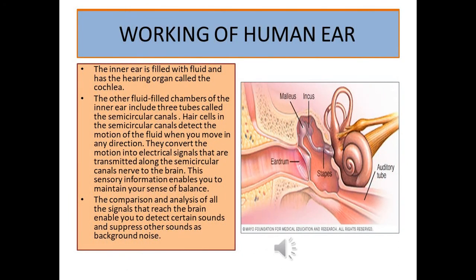The inner ear is filled with fluid and has the hearing organ called the cochlea. The other fluid-filled chambers of the inner ear include 3 tubes called the semicircular canals. Hair cells in the semicircular canals detect the motion of the fluid when you move in any direction. They convert the motion into electrical signals that are transmitted along the semicircular canal's nerve to the brain. This sensory information enables you to maintain your sense of balance.